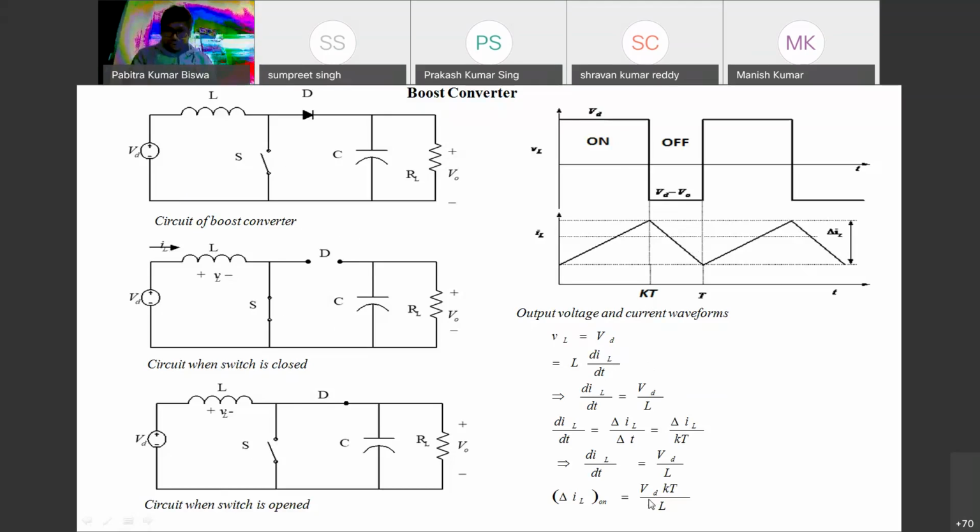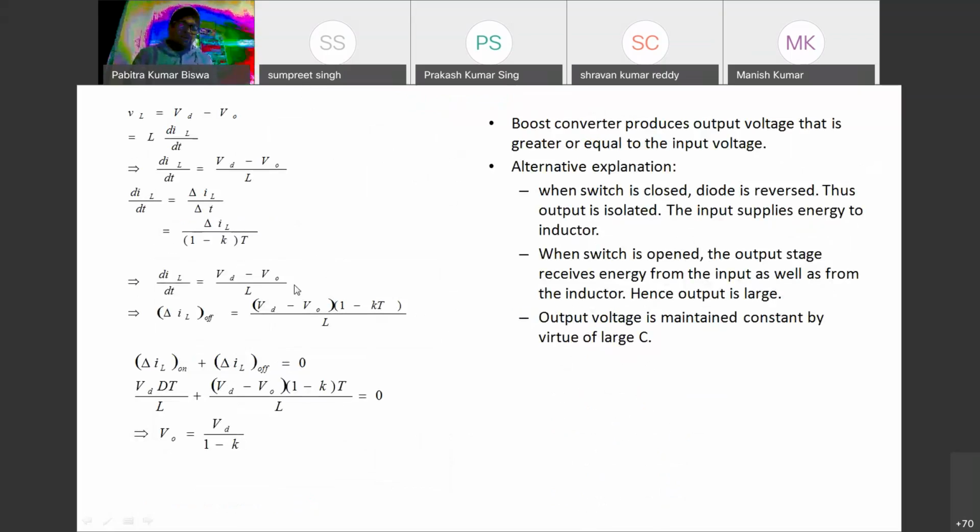Then from this equation we get del IL on, like the previous one, just like a buck converter, Vd kT by L. Similarly, in the off condition, we get del IL off of (Vd minus V0) by L times (1 minus k)T. In a similar way, you get V0 equal to Vd by (1 minus k). Now if we put in the value of k, the output voltage will always increase.